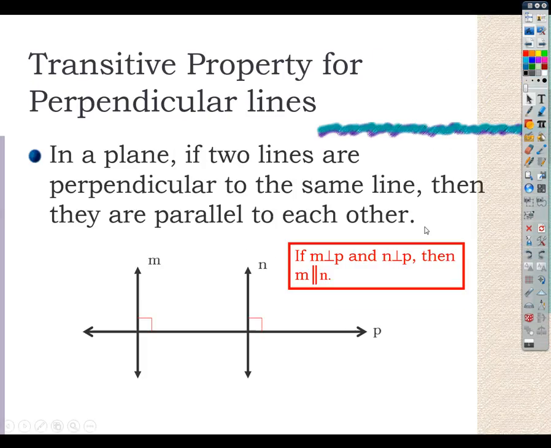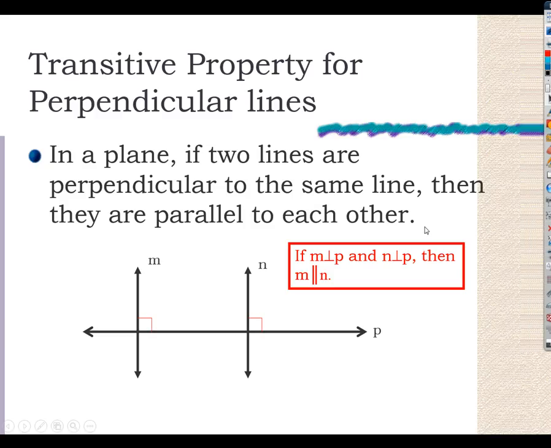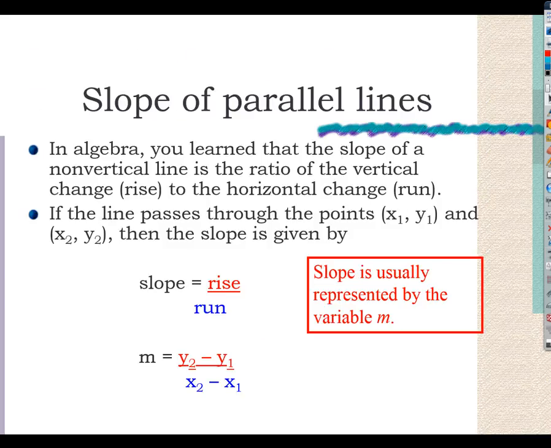Very similar to that, slightly different, is the transitive property for perpendicular lines. This one says that as long as we're in a plane, if two lines are perpendicular to the same line, they must be parallel to each other. Doesn't that make sense? If M is perpendicular to P and N is perpendicular to P, then M and N must be parallel to each other, right? Okay, so there's the other one. Not a big deal. That's all I'm really going to say about that for now.